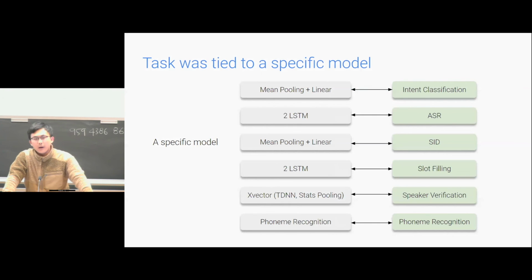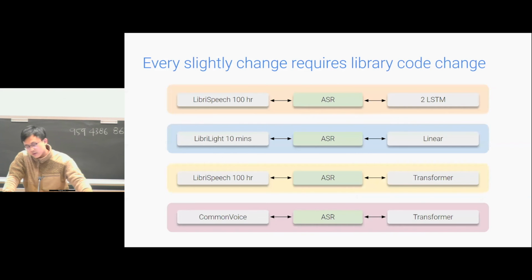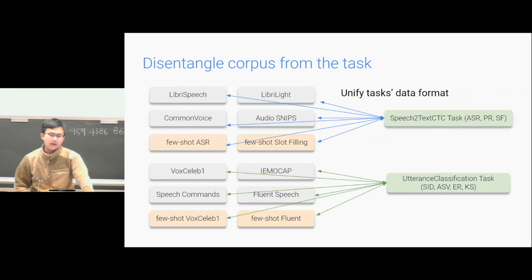So for the downstream benchmarking pipeline, originally the recipe is tied to a specific model or a specific corpus. So every time you want to slightly change the experimental setting, you require a library code change. This means that the user needs to trace the library code, which is time consuming. So during the workshop, we define some model APIs so that people can customize their own model and easily switch between different tasks. And also we're following PyTorch-Lightning to define some task data formats so people can easily process their own corpus into a standardized data format and use our existing task benchmarking pipeline.